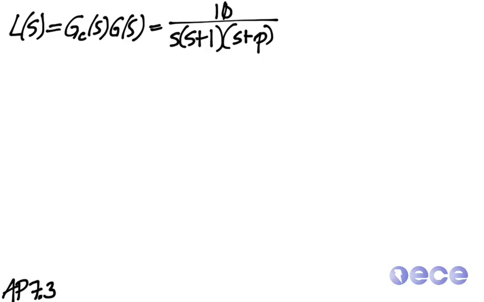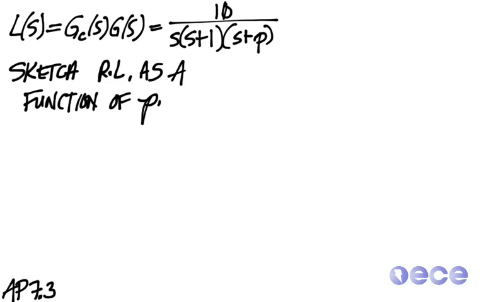A problem that I didn't assign on the homework but might be useful for you is AP 7.3 out of the Dorf-Bishop text. This problem gives you an open loop transfer function, GC of G, that's 10 over S times S plus 1 times S plus P. And it asks you, can you sketch the root locus as a function of P?